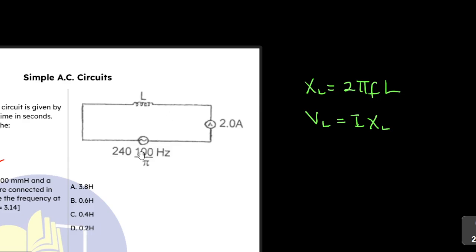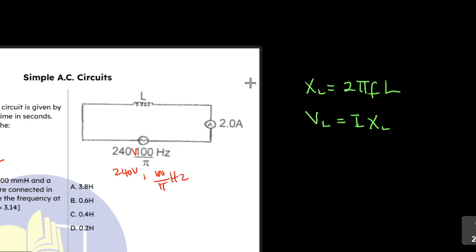Okay, I can see what's happening here. What we have here is not well written in the diagram. This is 220 volts, comma. This is supposed to be written as 220 volts, comma, and 100 over pi hertz. This is the correct way to write it. 220 volts, that's the voltage that we are looking for. That will be the voltage across this component. So from there, we can calculate our XL.